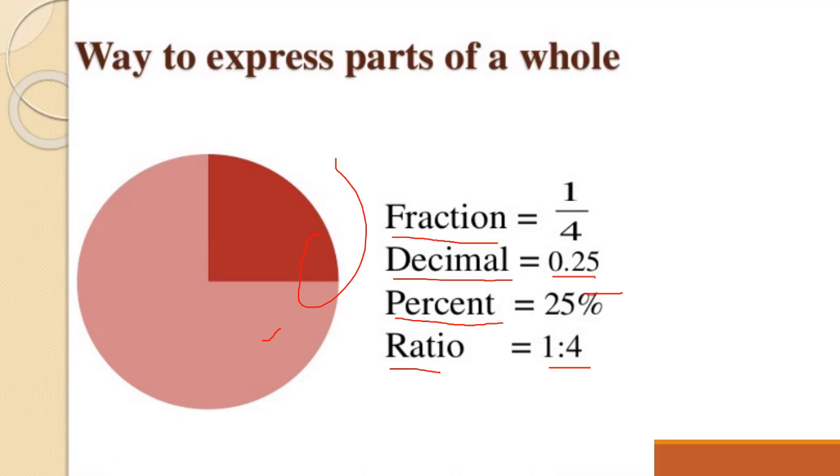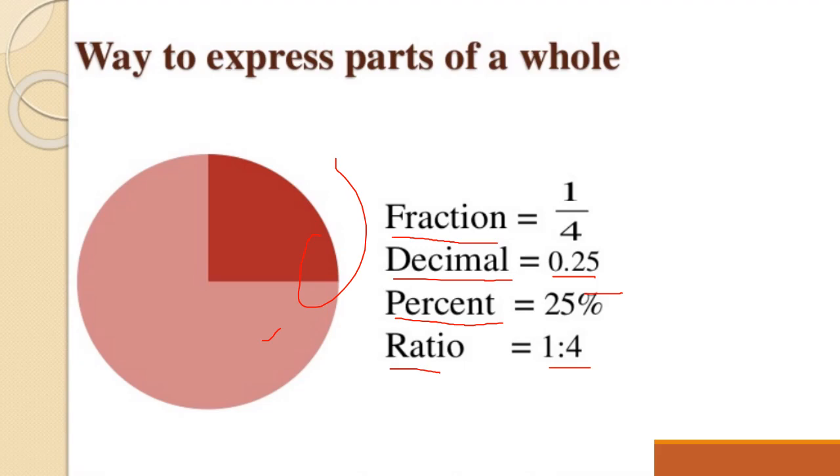Percentage is a way to express parts of a whole. Before we go for the examples, let's do this one. We have a circle here. You can see one part of the circle is shaded red, and the other three parts are in a different color. It is showing something.